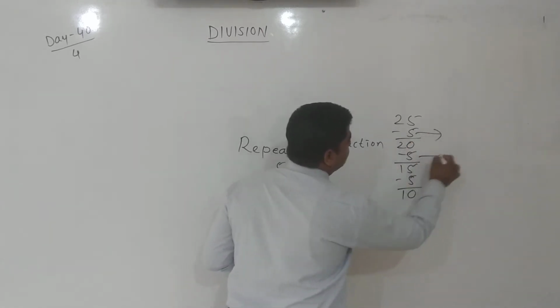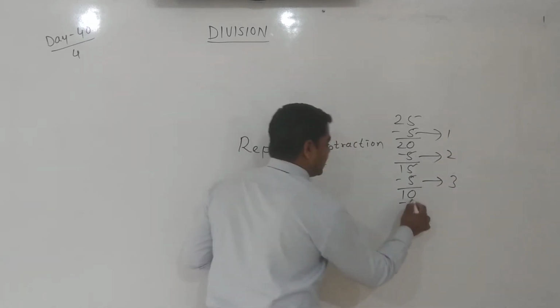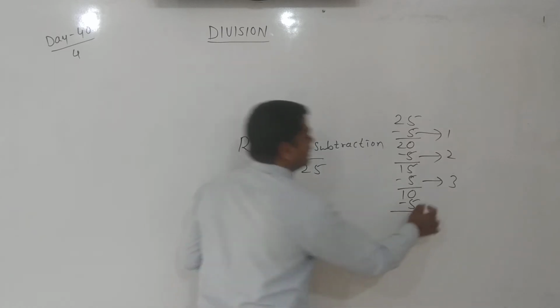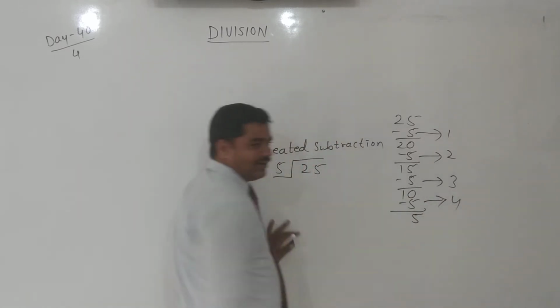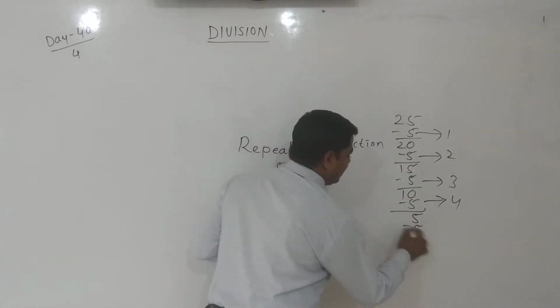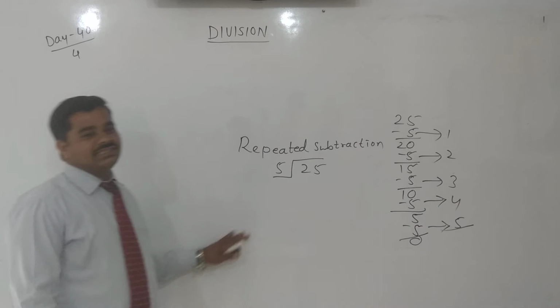Again 10 are there. Again you start giving one chocolate. Again they will get 4 chocolates. Yes. 10 minus 5, again 5 are remaining. Then distribute that 5 also. Then 0 is remaining. 5 times 5 chocolates they got.